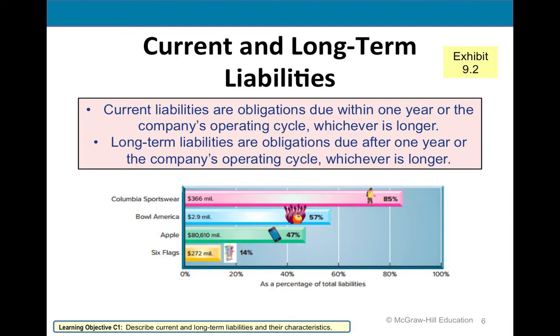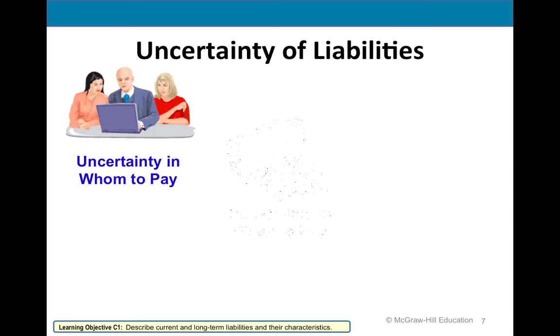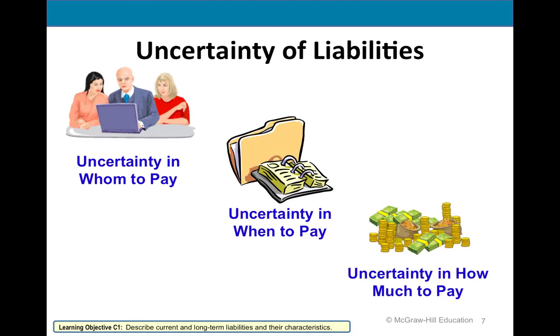Again, current liabilities are due within one year or the company's operating cycle, and long-term liabilities are due after one year, whichever is longer. We see some companies where the big portion of their liabilities could be current or long-term. Sometimes there's uncertainty about a liability: uncertainty whom to pay, when to pay, how to pay. With some liabilities we know exactly how much to pay and when to pay. Other ones we're going to have some uncertainty.